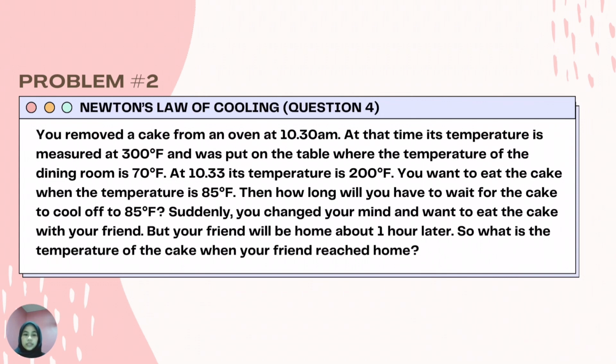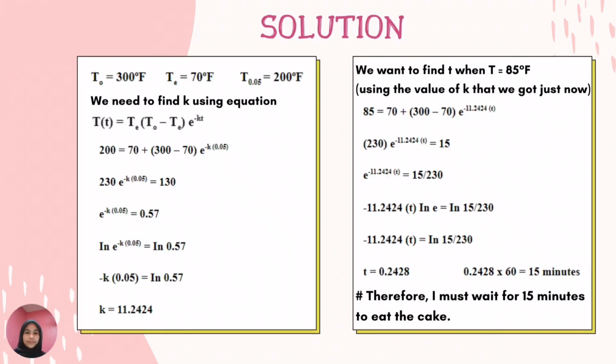You want to eat the cake when the temperature is 85 Fahrenheit. Then how long will you have to wait for the cake? But your friend will be home about 1 hour later. So what is the temperature of the cake when your friend reaches home? So now I will discuss the solution.